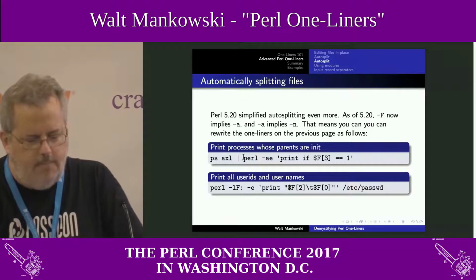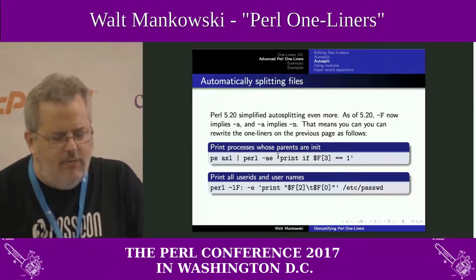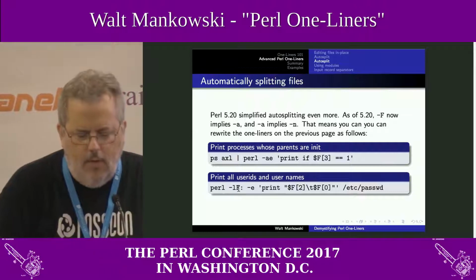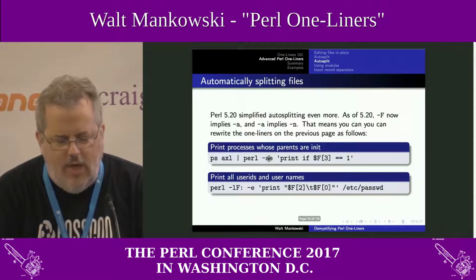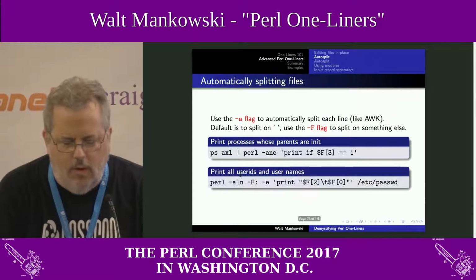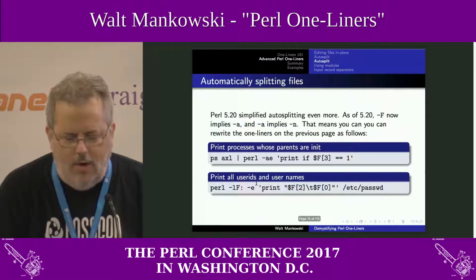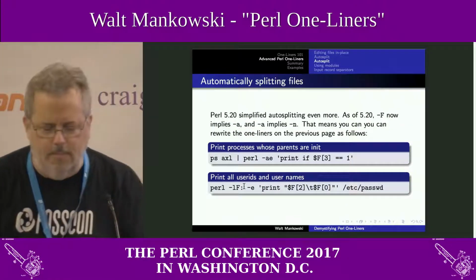So now instead of -ane, you can just say -ae for this example. And for this example, you can look at what it had before. Here it was -ane, and here it's just -ae. For this one, it was -alne and then -F colon, and here it is just -lF colon. So you can leave a few things off, which is nice.